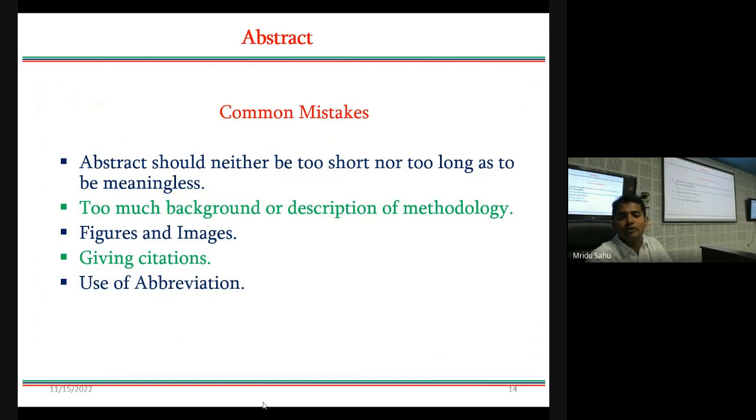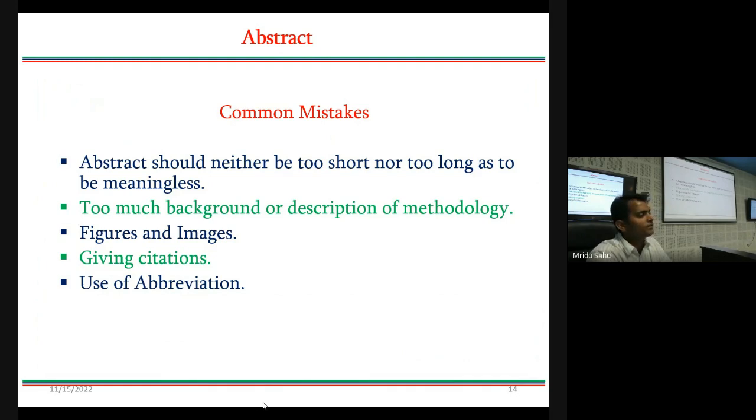Now, the common mistake one can commit in writing abstracts: abstracts should be neither too short nor too long as to be meaningless. Too much background or description of the methodology is something we make a mistake with most of the time. We write a lot of background in the abstract itself. If you write a lot of background in the abstract itself, what will you write in the introduction? Writing a background in the abstract is a bit okay, but you have to write the background in one line only, at max two lines, not more than that, because you don't have much space in that, right?